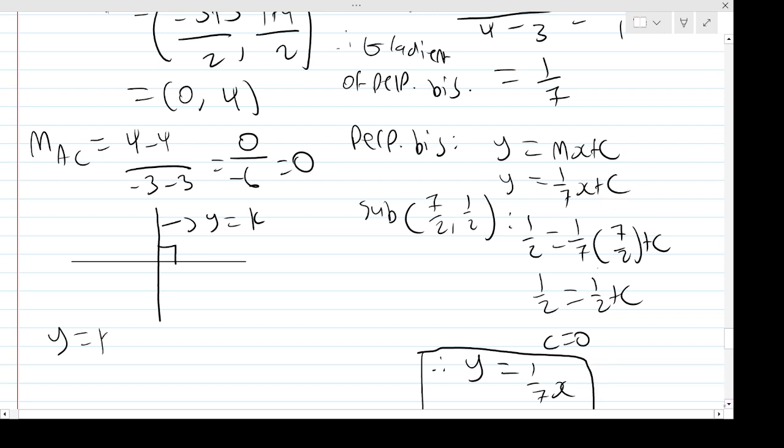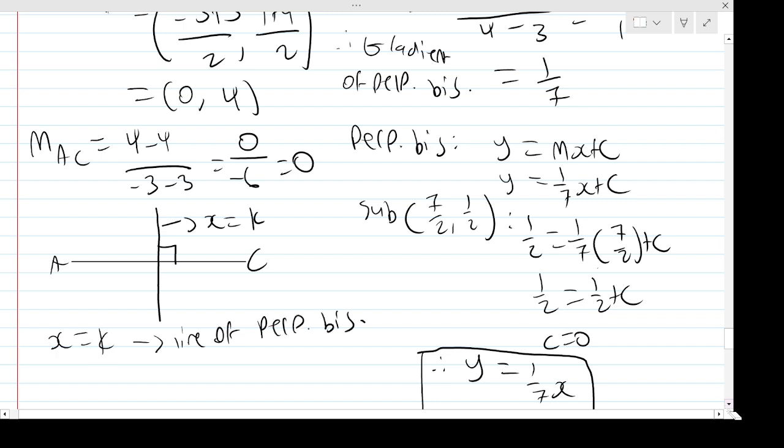So because the perpendicular bisector must be a completely vertical line, because the gradient of AC here is 0, it's a completely flat horizontal line. So the perpendicular line to it must be vertical, which means it's a vertical line. So it'd be x equals something, wouldn't it? Sorry. There we are. So x would equal something. That would be the line of the bisector, okay, the perpendicular bisector.